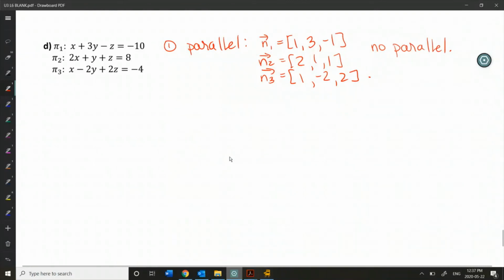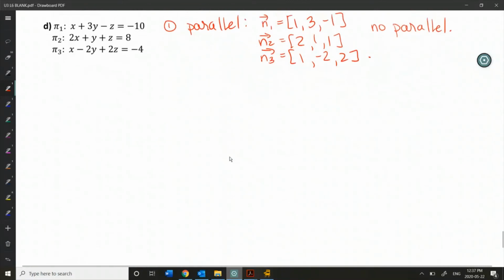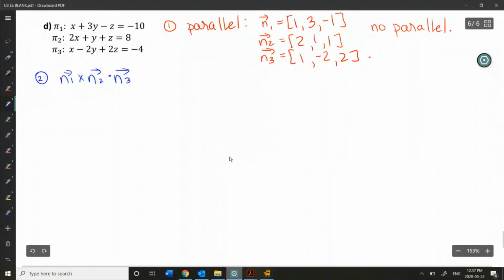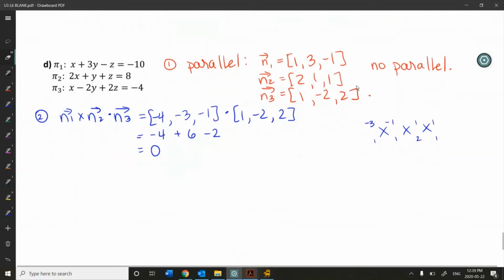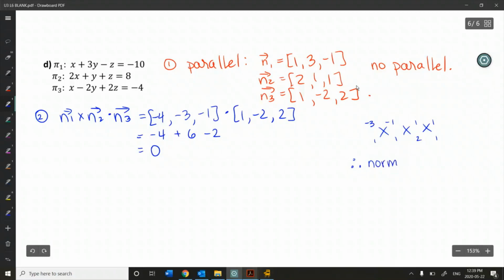And then if you want, you can do that second step just to double check whether the normals are coplanar or not. Can sometimes be helpful. You don't necessarily have to do this step. I'm just going to do it really quickly to check. So for the cross product of normal 1 and normal 2, I got negative 4, negative 3, negative 1. Then I dotted that with normal 3, and I ended up getting a dot product of 0. So therefore, in this case, we can say the same thing as we saw in a previous example, which would be that the normals are coplanar.